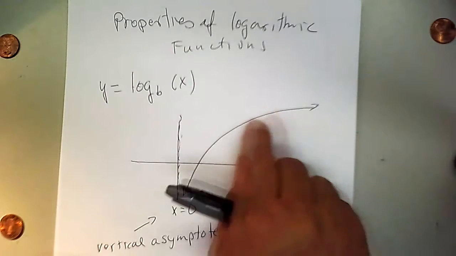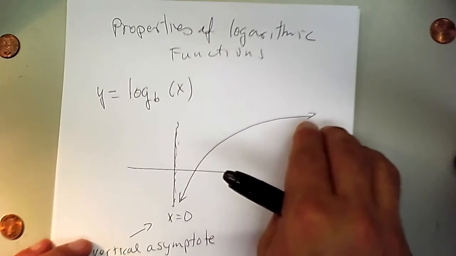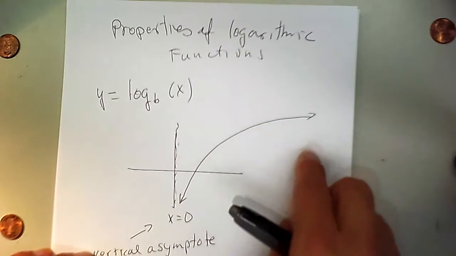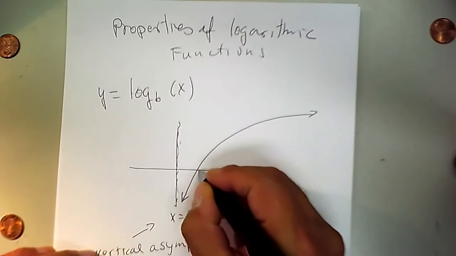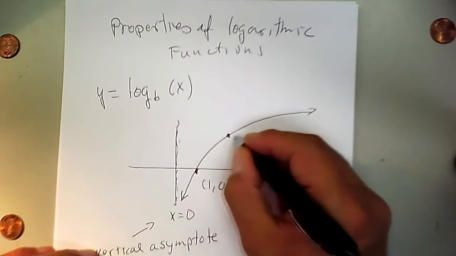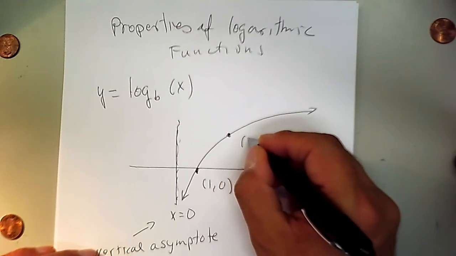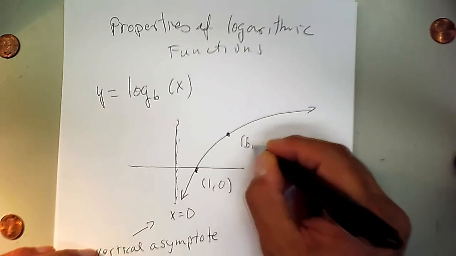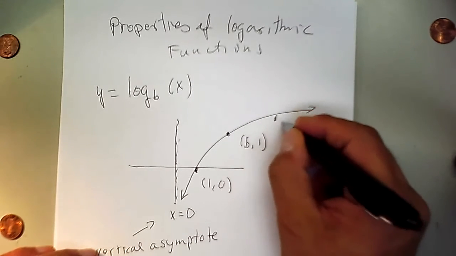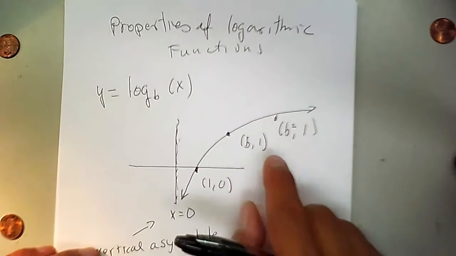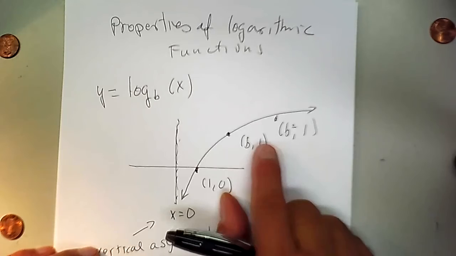So it doesn't ever get completely flat, but it looks more and more flat as you go on. We always go through the point (1, 0). A point after is (b, 1), and then we have (b squared, 2). Oh, this is interesting. Is b squared always bigger than b?